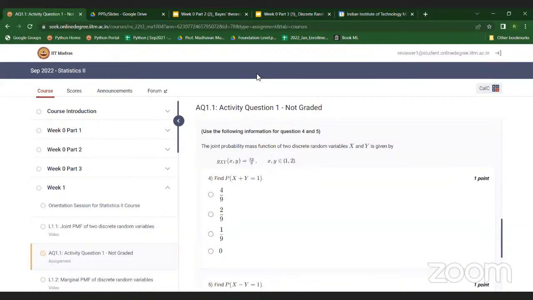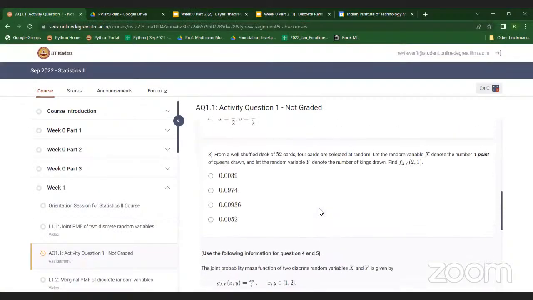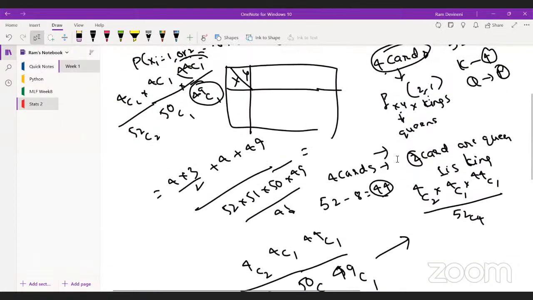So what they are saying is... Can I check something regarding the previous question? Sir, can I check regarding the previous question? Sure. So why did you do 44C1? Okay, I did 44C1 because the last card should not be king or queen.